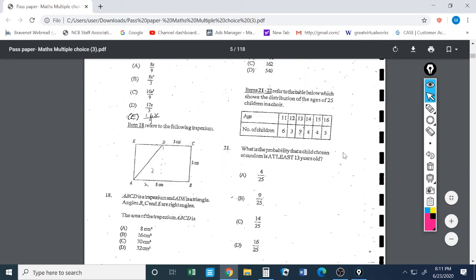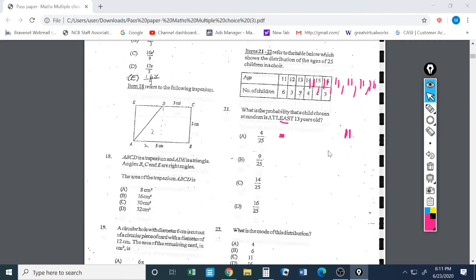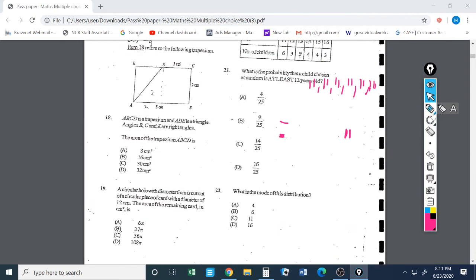Now, guys, remember the mode is the one that occurs the most. So clearly, if 6 children are 11, then the mode is not 6, guys. The mode is 11. The mode is actually 11 because 11 occurs 6 times. So out of all the children, you have 11, 11, 11, 11, 11, and 11. So that's the mode. The mode is not 6, the mode is 11. Just making sure you know. So the answer is C.